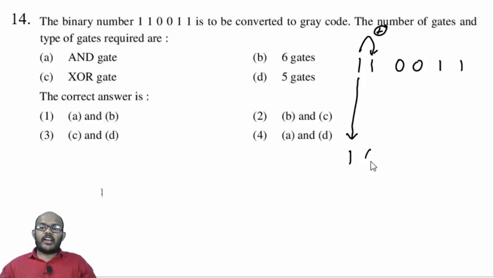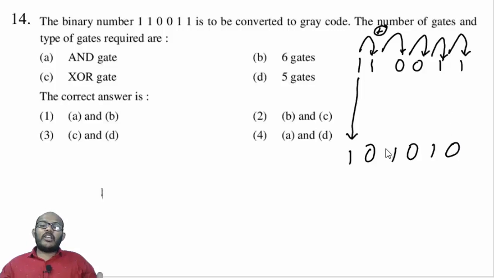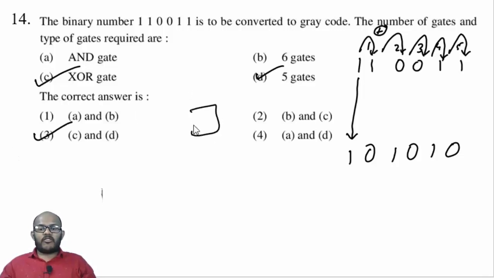It is 0. What is 1 XOR with 0? It is 1. What is 0 XOR with 0? It is 0. What is 0 XOR with 1? It is 1. What is 1 XOR with 1? It is 0. So which gate you are using? You are using XOR gate. How many XOR operations you have done? You have done 5 XOR operation. So you are in need of 5 XOR gates. So statement C and D is correct, nothing but option 3 is going to follow.